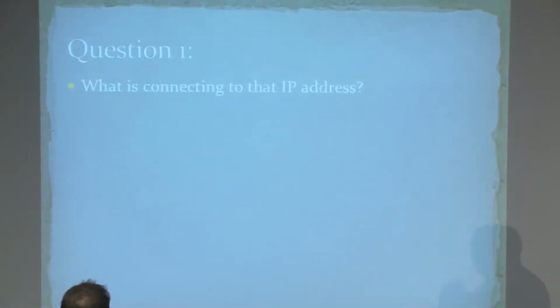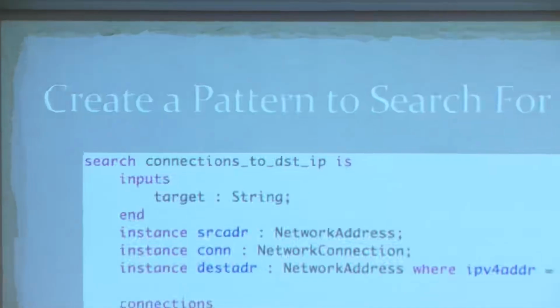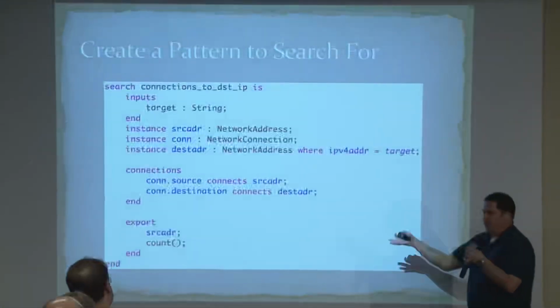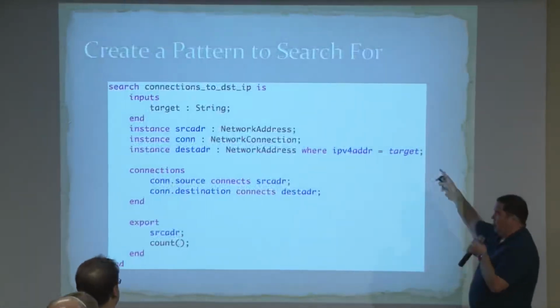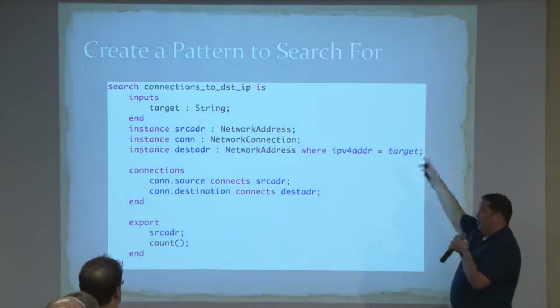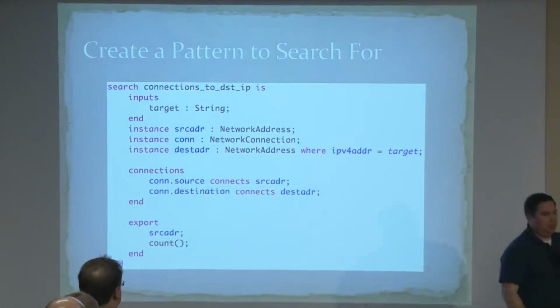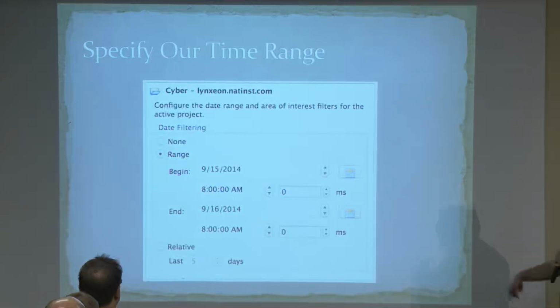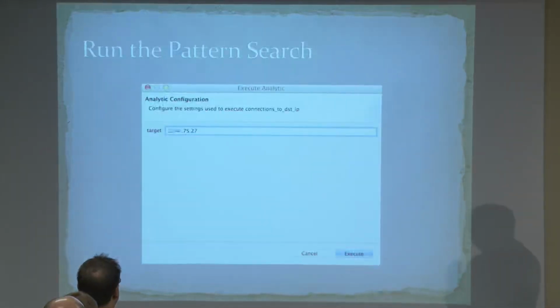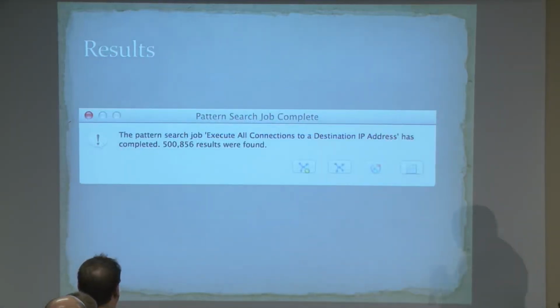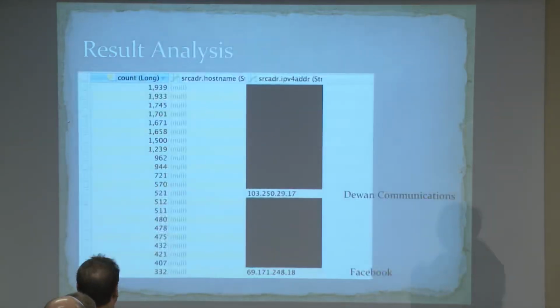So question one was, who is connecting to this IP address? We create a simple pattern, right? We say, let's use a target. We specify this particular IP address. Show me any case where anything is connecting to this IP address, and then give me the count of who's talking to it. And so I specify a time range. I want to know when this is doing it. I run the search pattern for that IP address. And then I get back and I see 500,000 things are talking to the IP address. And there's my results.